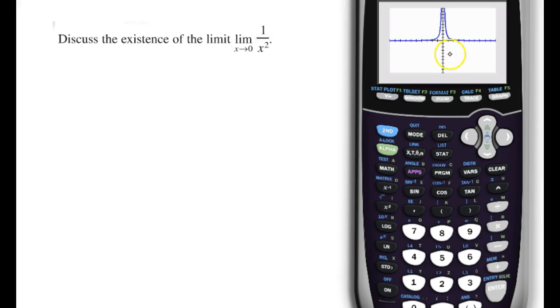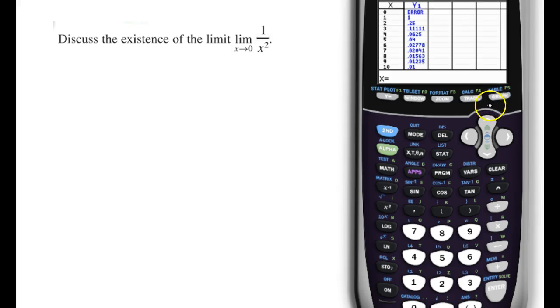All right, let's look at this example. We're asked to discuss the existence of the limit of 1 over x squared as x approaches 0. Well, here's a graph of it. And if I go to the table, you'll notice we can't let x equal 0. And as x gets larger and larger, it gets smaller. The y values get smaller and smaller.